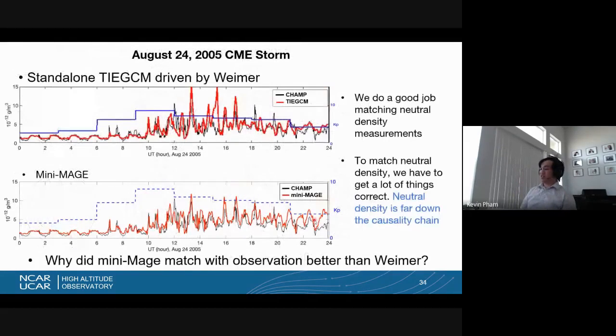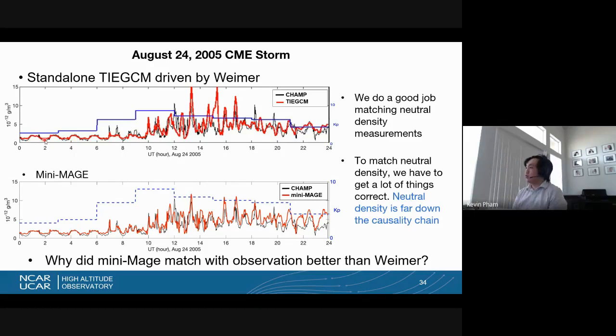Okay, but as Wenbin and Mike mentioned before, CMET makes a much larger impact in the ionosphere and thermosphere as opposed to the magnetosphere. So if we take a look at the neutral density in the thermosphere, which is what's being plotted here, the standalone TiGCM driven by Weimar is the red curve here. CHAMP, which is a LEO satellite, can measure the neutral density.